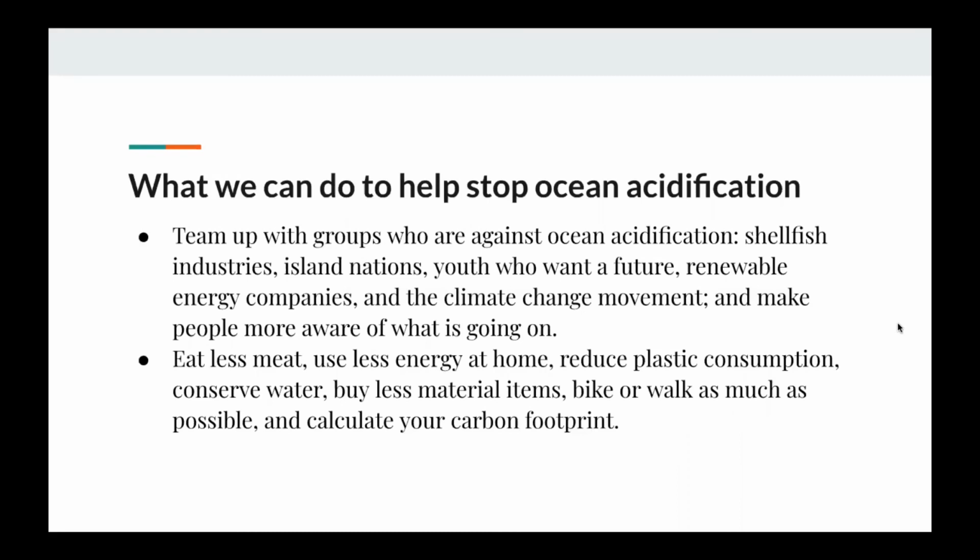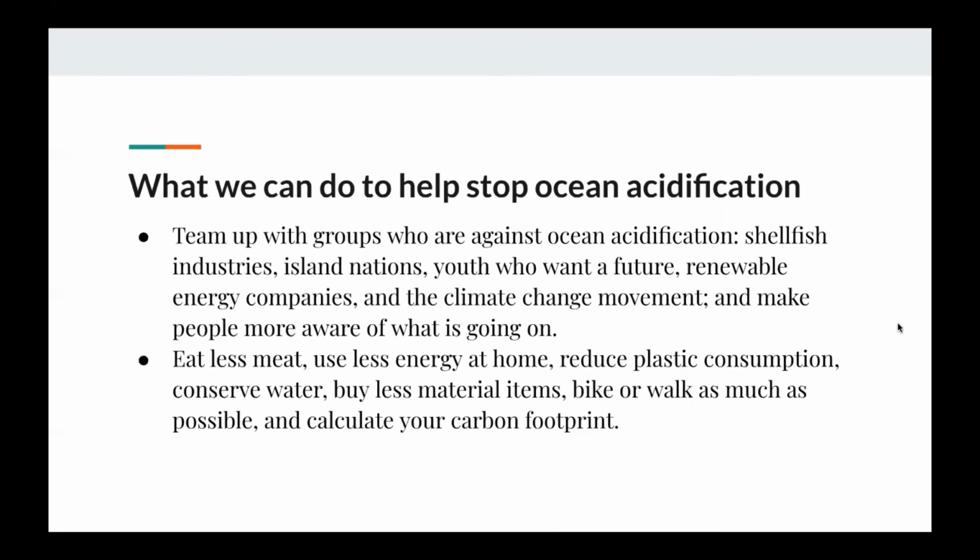And then also the climate change movement. This club is part of the climate change movement. We're against climate change. Our focus is to educate people about climate change and make it a very relevant topic in society. All these different groups want to make people more aware of what's going on.